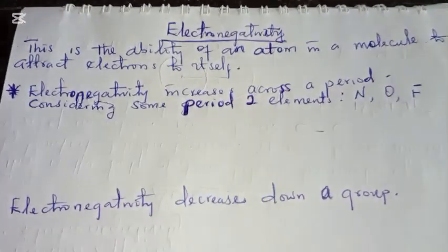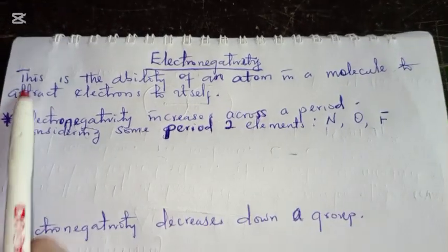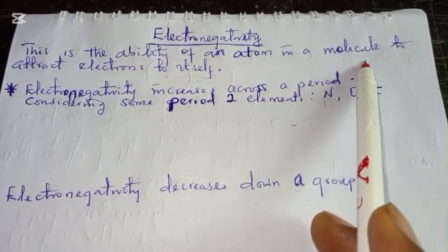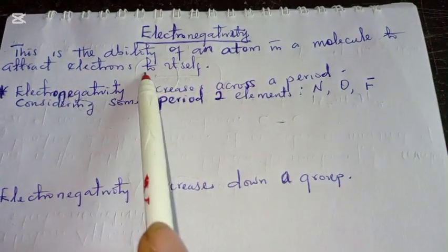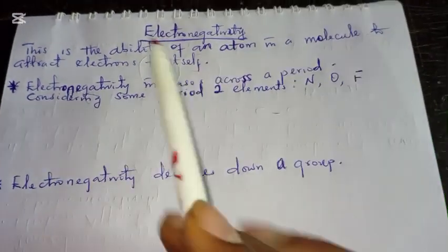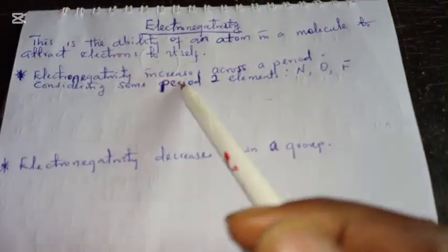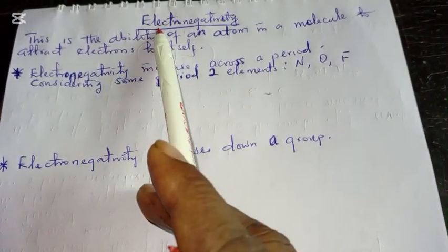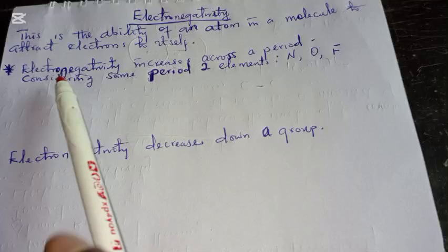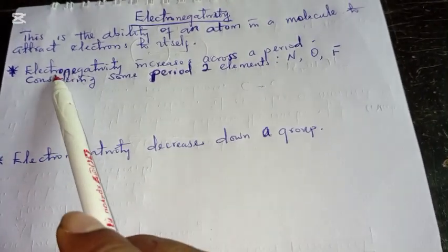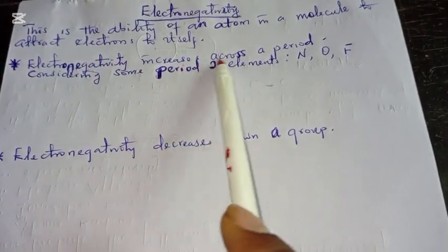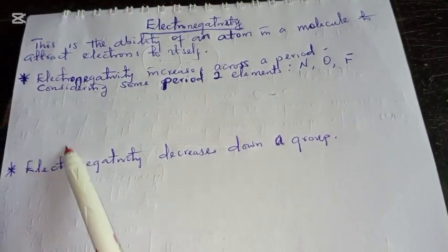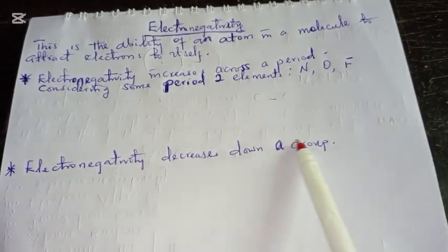So, what is electronegativity? Electronegativity is the ability of an atom in a molecule to attract electrons to itself. Yes, the ability possessed by an atom to attract electrons to itself is called electronegativity. But then we need to know the fact that electronegativity increases across a period, and also it decreases down the group.